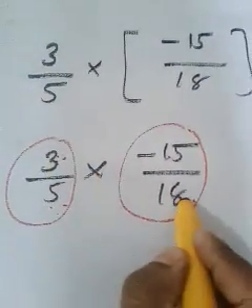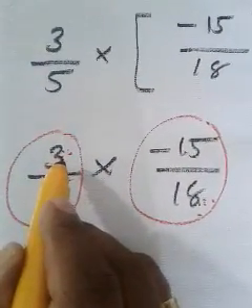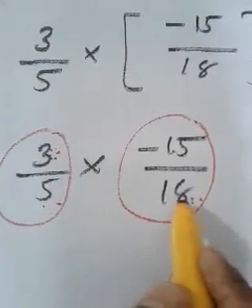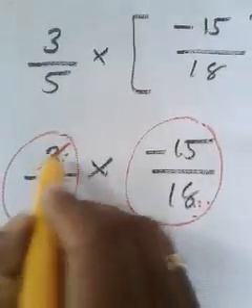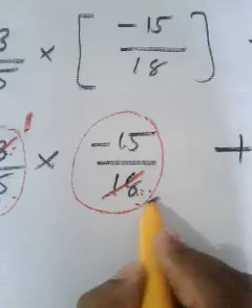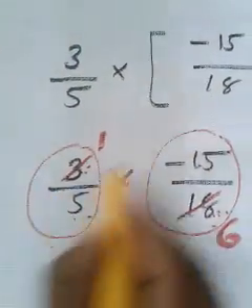So 3 and 18, can you cancel? Yes. Which is a common factor for 3 and 18? 3 is a common factor for 3 and 18, isn't it? So in 3 how many 3? 1. In 18 how many 3? 6. You may understand. And is this way of cancellation possible?